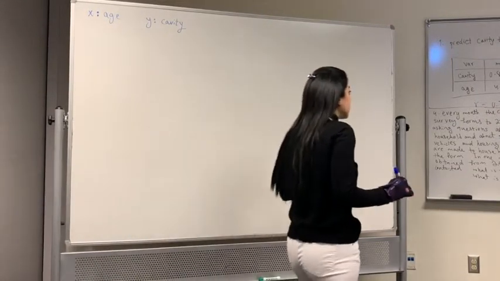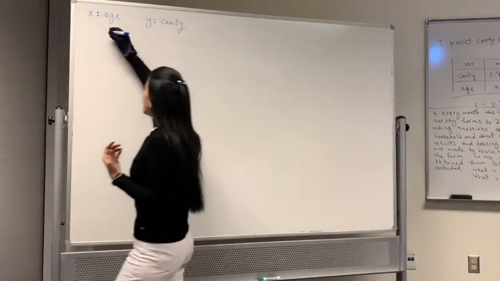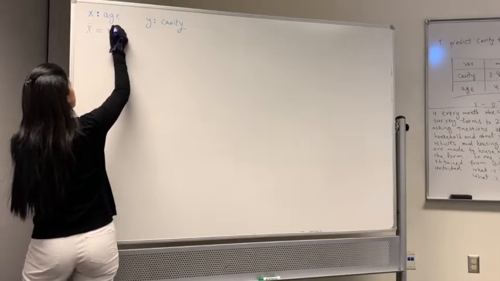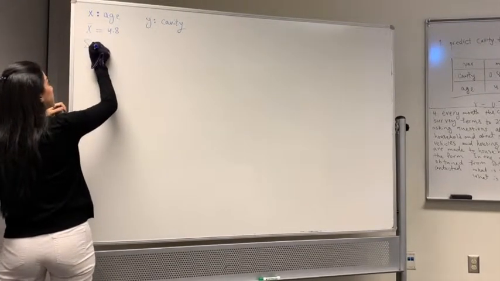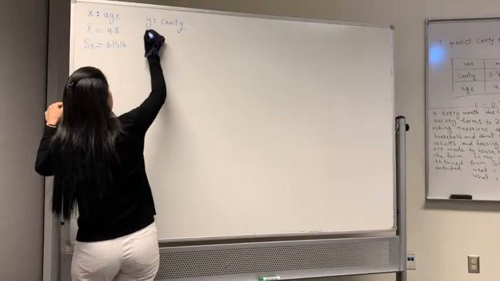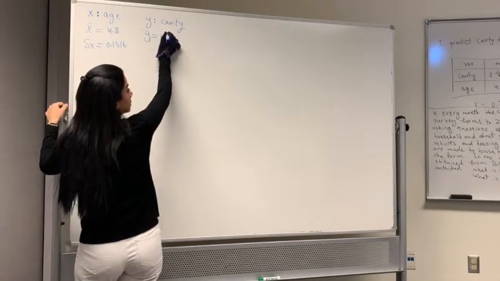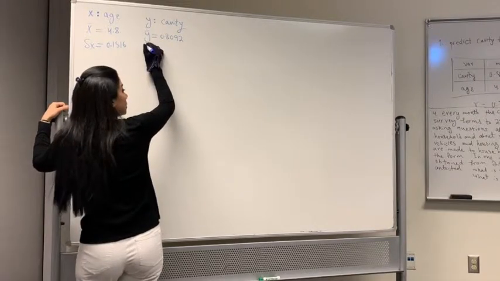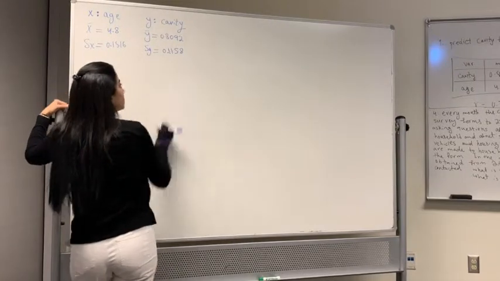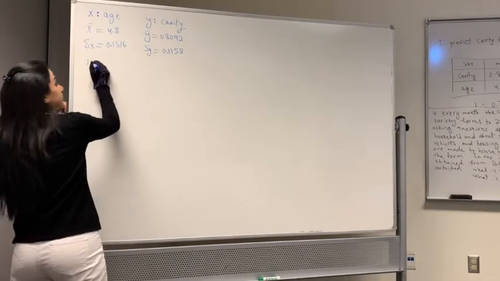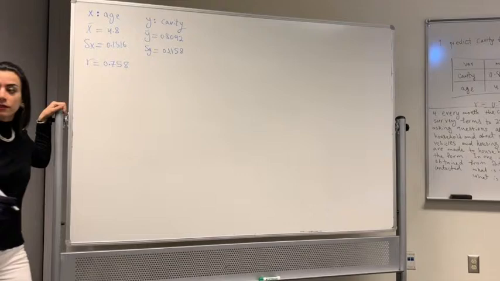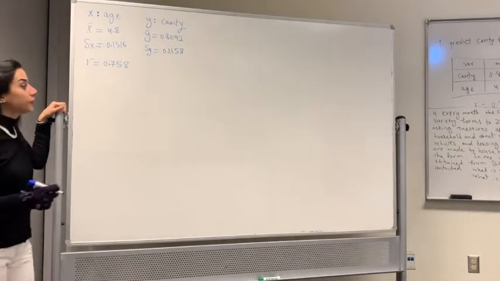Correct. So X bar is 4.8, correct? S of X is 15, 16, right? Y bar is 1892. S of Y is 1158, correct? Correlation is 0.758, correct? So first we want to find the slope.